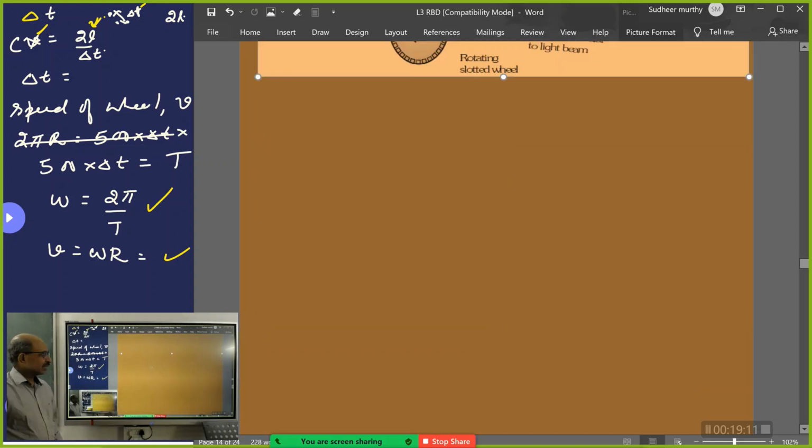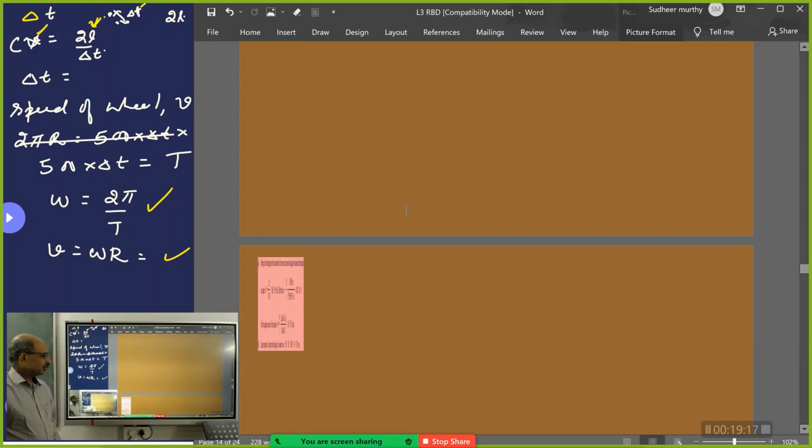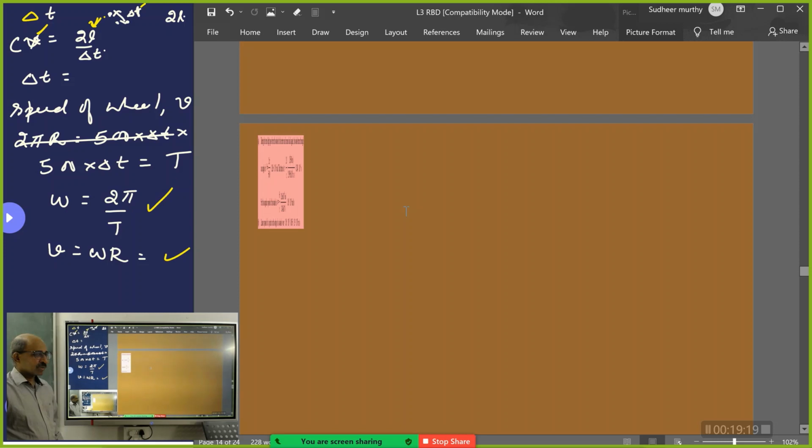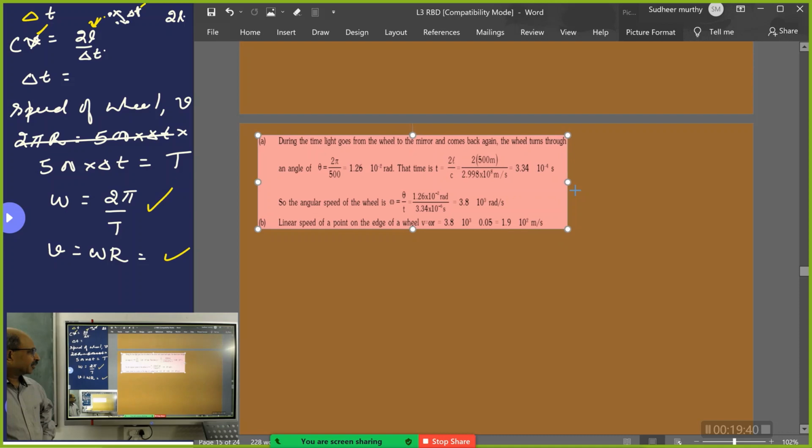So do you want to see the answer, or shall we simply proceed ahead? Or has somebody solved this problem in this time? Have you got omega and v? What is v and what is omega? Omega is 3.92. Ah, 3.9 you got, right. Radius speed 1.9 into 10 to the power of 2 meters. Good, well done.